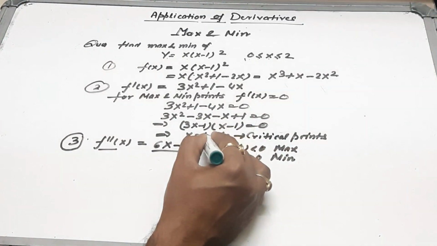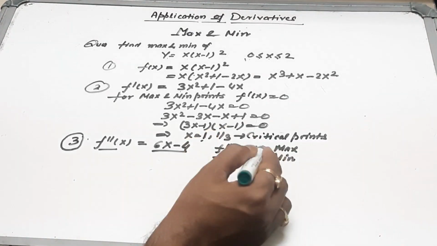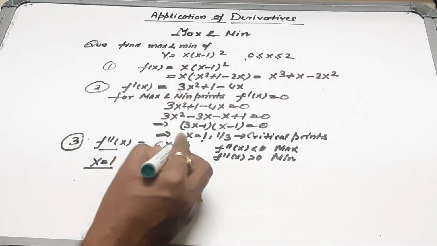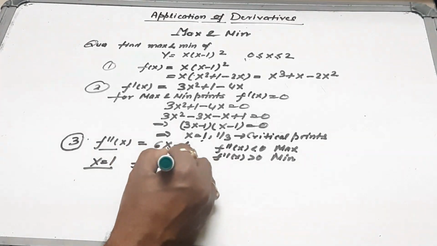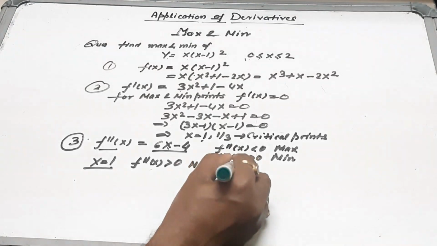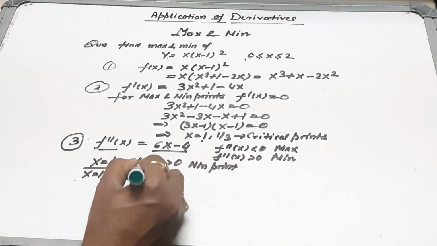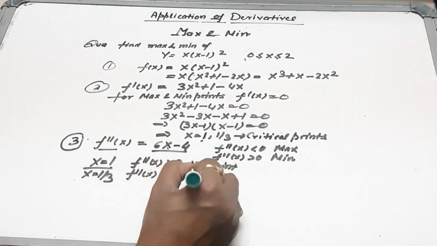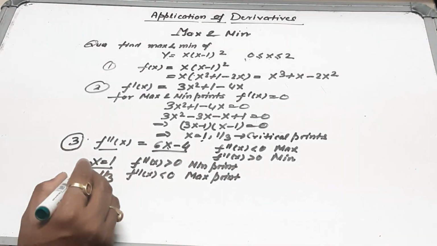So now we have to see, of these two points, at which point the function is taking a negative value and at which point it is taking a positive value. So at x is equal to 1, if we put x is equal to 1, you will get f double dash x greater than 0, meaning it's a minimum point. And at x is equal to 1 by 3, f double dash x is less than 0, meaning it is a maxima point. Correct? So these are the points I got.